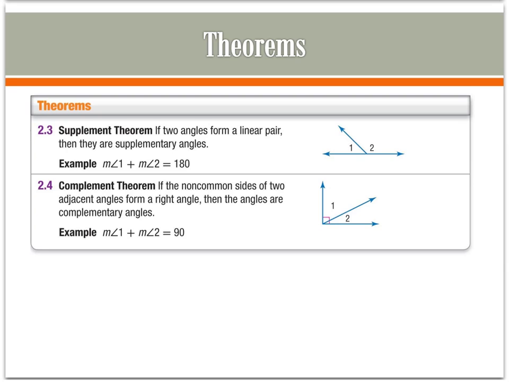We have a couple theorems, the supplement theorem and the complement theorem, and it's naming something that you already know. If two angles form a linear pair, then they are supplementary angles, which means that their measurements equal 180 degrees. And then the complement theorem: if the non-common sides of two adjacent angles form a right angle, so the non-common sides of these two angles are here and here, and if those two lines form a right angle, then we say that the angles are complementary, which means that their measurements equal 90 degrees.